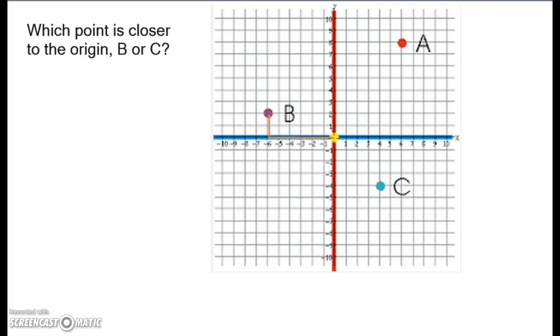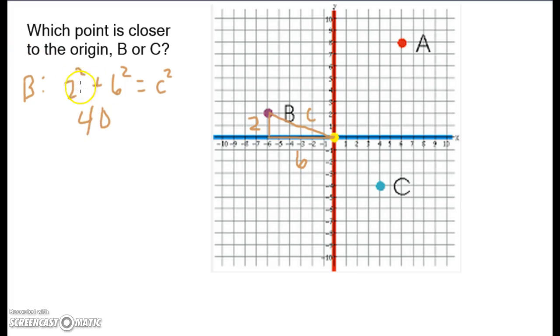So this triangle from B to the origin is 2 on this side and 1, 2, 3, 4, 5, 6 on the bottom. And you're trying to find this, which is going to be C. So you just need to do A squared plus B squared equals C squared. All right, so for point B, we're doing 2 squared plus 6 squared equals C squared. So 2 squared is 4, 6 squared is 36. So 4 plus 36 is 40.